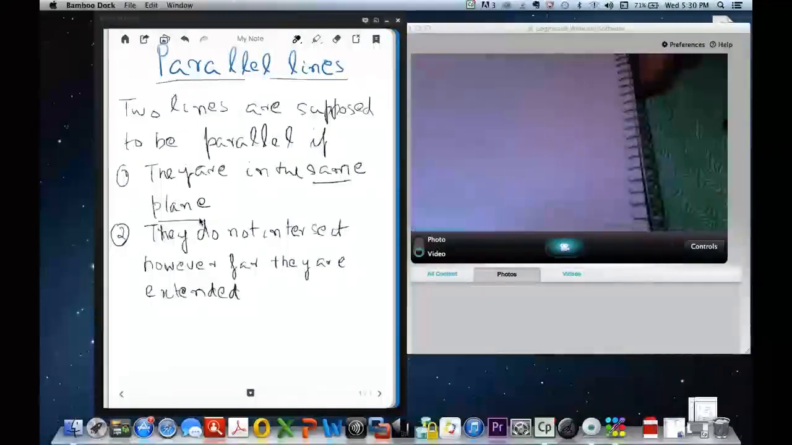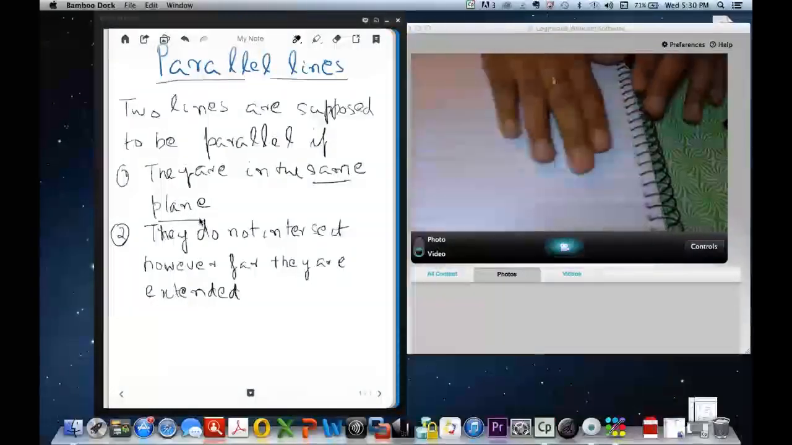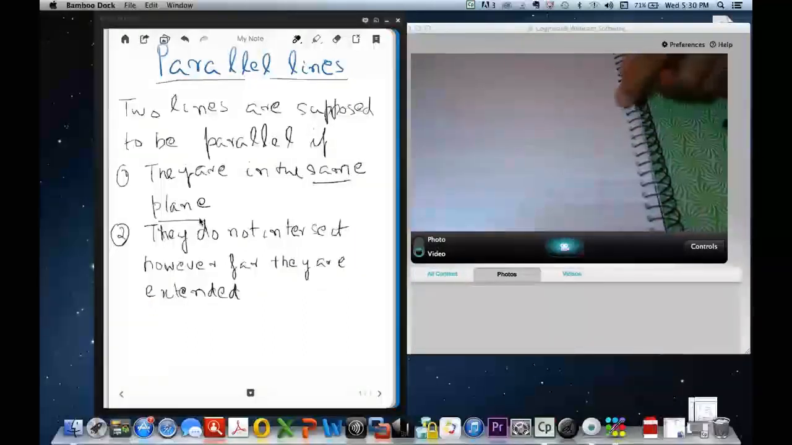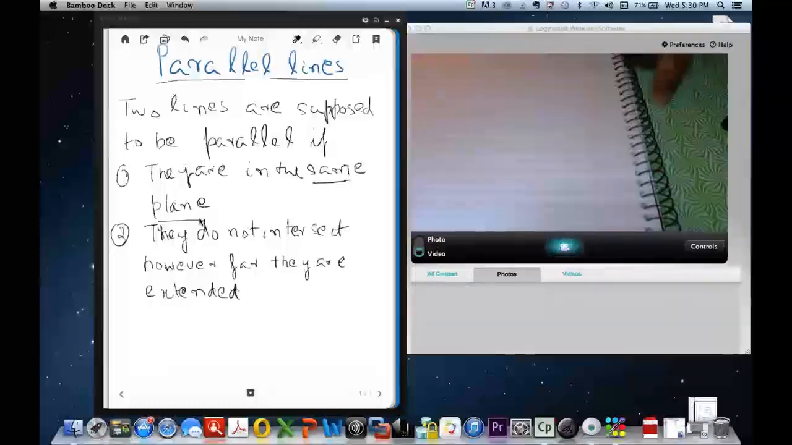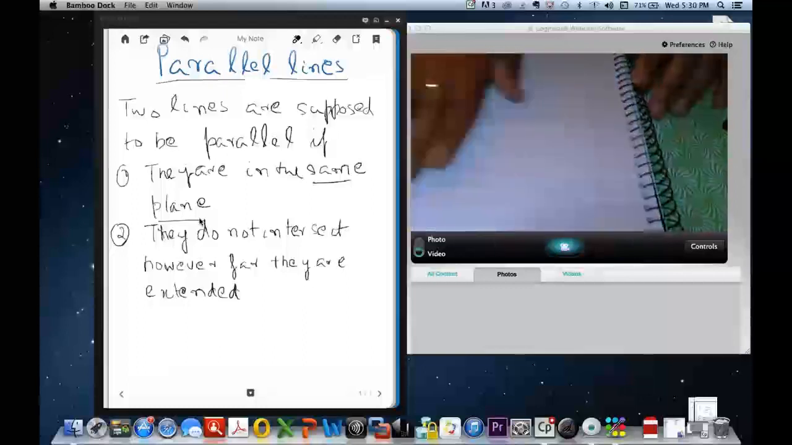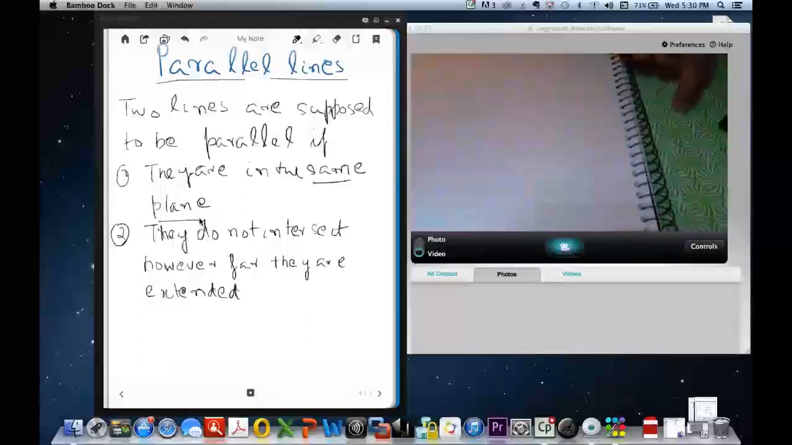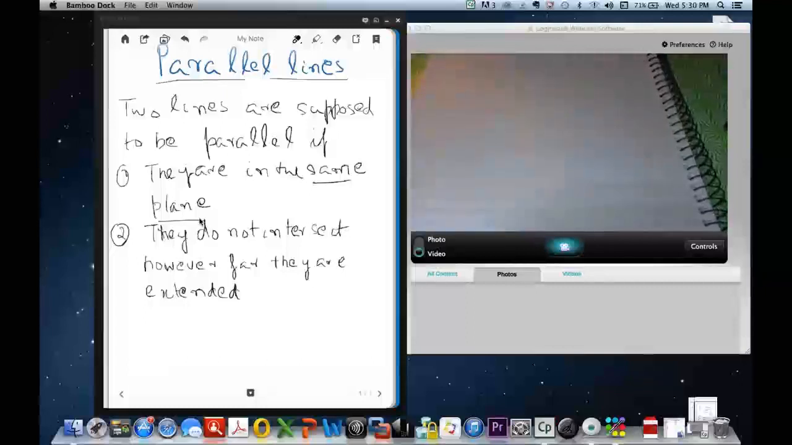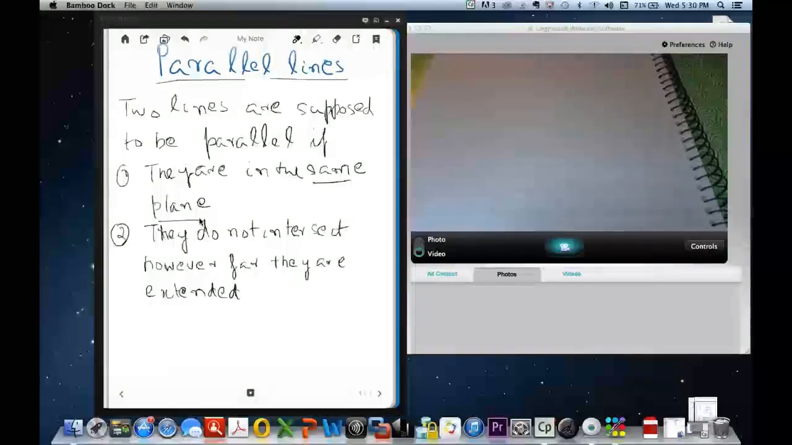So what we are talking about is two lines which are in the same plane. I cannot talk about one line which is on this notebook and another line which is on this tabletop. That's not acceptable. Both should be in the same plane. You can talk about two lines on this notebook or two lines on this tabletop. That is fine because you are talking about two lines on the same plane. I hope you understood what that means. So the first thing is that for parallel lines, the two lines should be on the same plane. And the other thing is that they don't intersect.